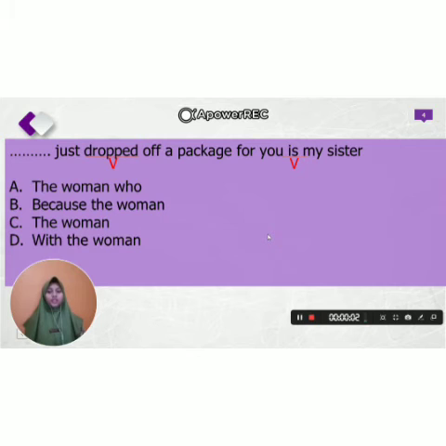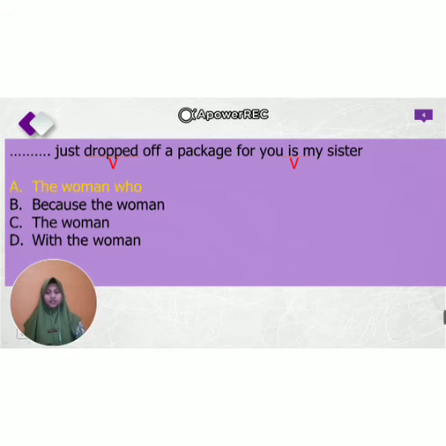Okay, option D is incorrect because here there is no connector, and then option C is incorrect because here there is no connector and subject, and then option B is incorrect because here there is no subject. Okay, so the answer is A, because the woman is the subject, and then who is the connector and also the subject.